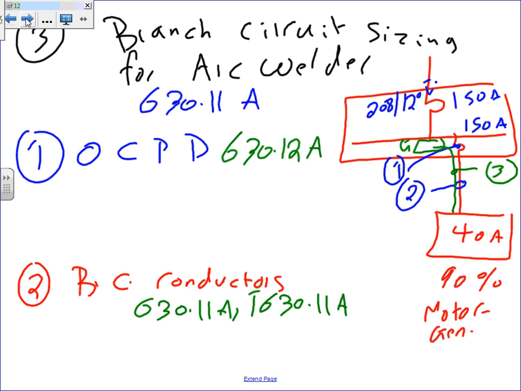I started with the overcurrent protection device because it's very important. I started with the overcurrent protection device because it's tricky, not with the conductor, for a reason. So if you go to the overcurrent protection device, it says go to 630.12(A). If you look at 630.12(A), it will tell you you can size the overcurrent protection device for the feeder and the welder based on 200% times the rated amps of the welder.